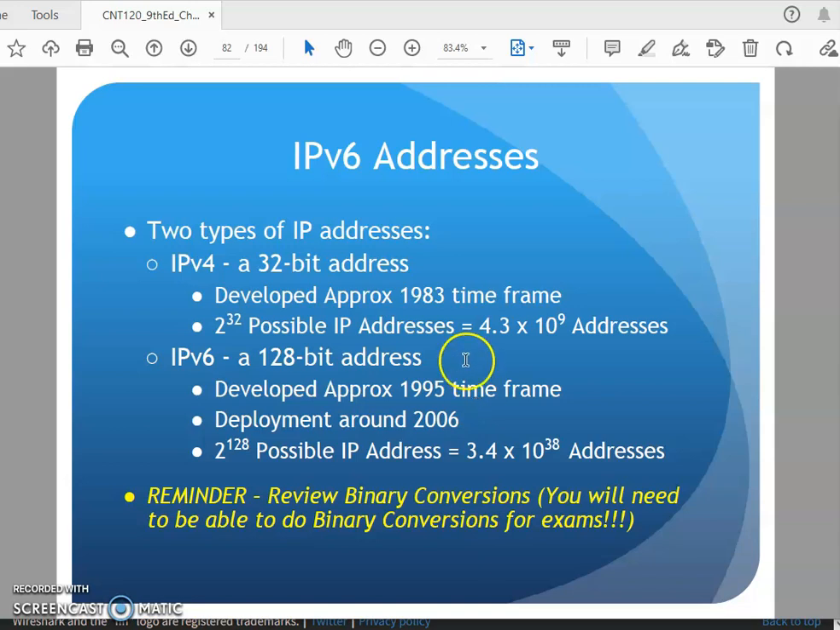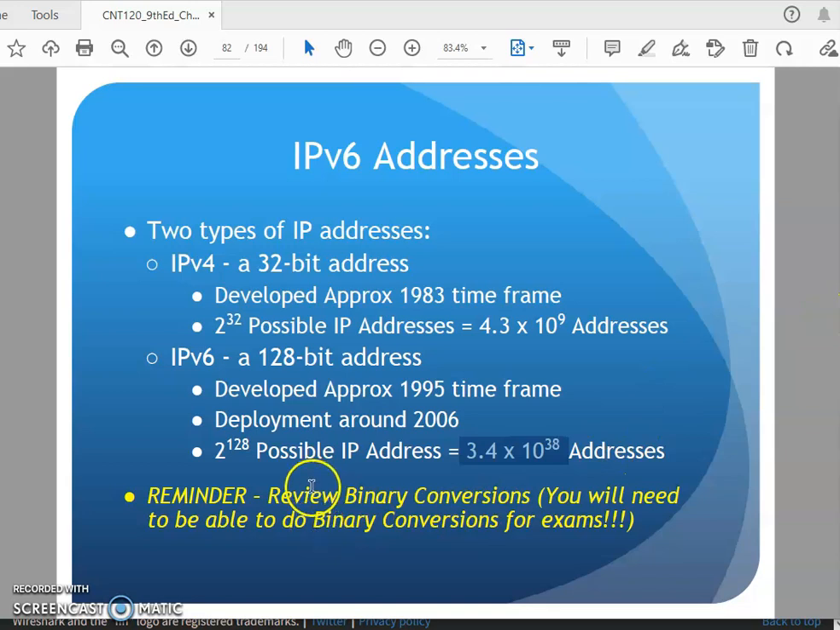With IPv6, we have a 128-bit address. So mathematically speaking, 2 to the 128 gives us a possible IPv6 addresses of 3.4 times 10 to the 38. So in other words, 3.4 with 37 zeros behind, or 3.4 with 27 more zeros behind. That is how many IPv6 addresses. So we have quite a few.